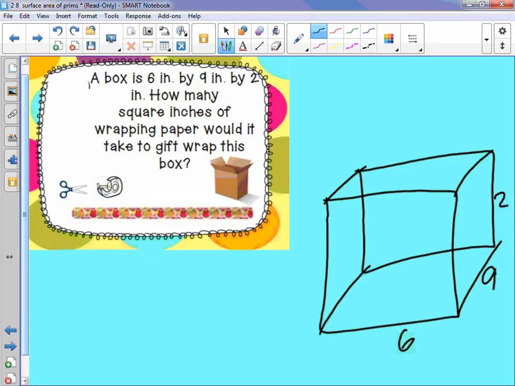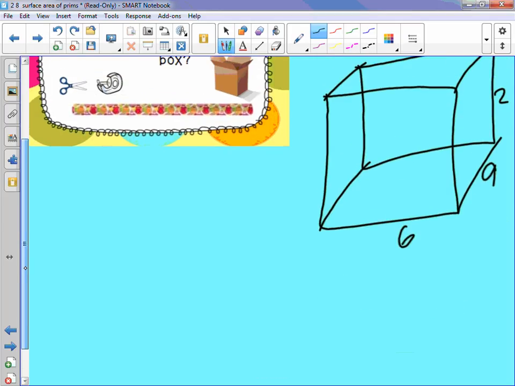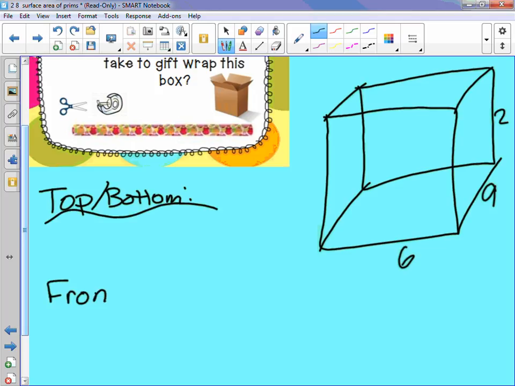What are my 3 congruent sides? Your top and bottom. Your front and back. And then your sides.